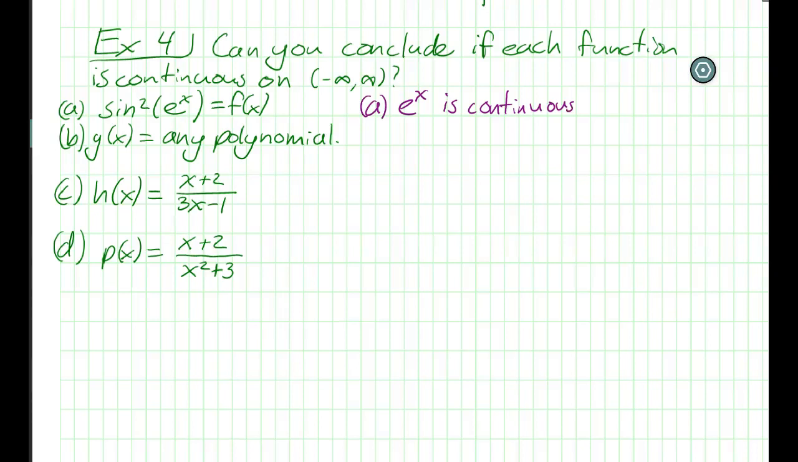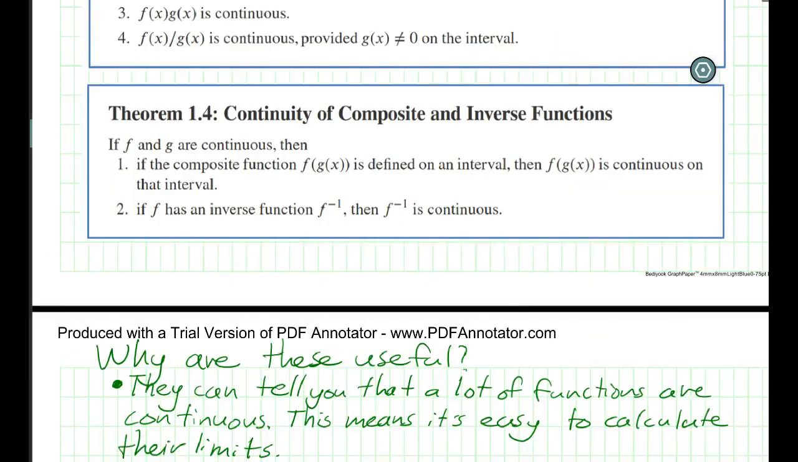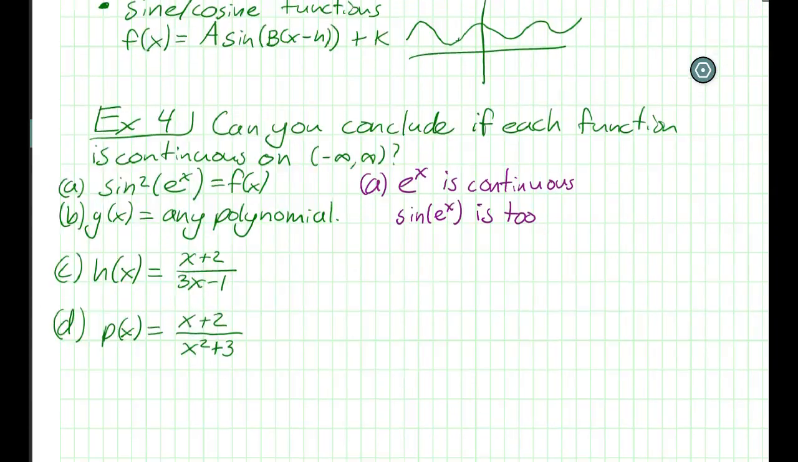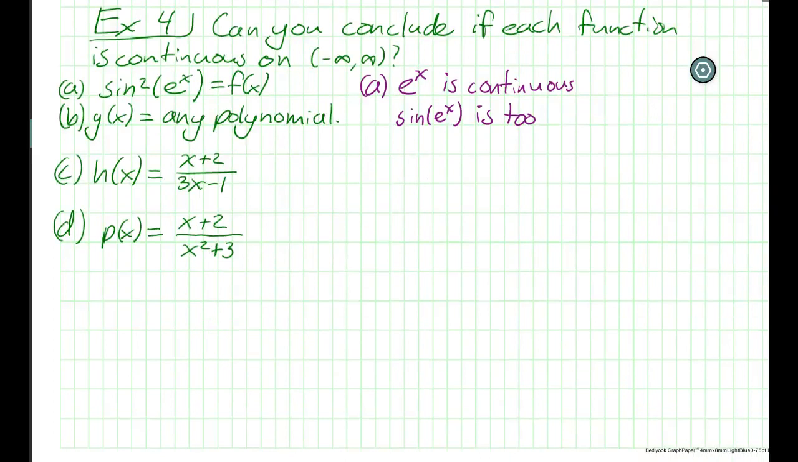Is sine of e to the x continuous? Yeah, so how do we know that? Well, it's because sine is continuous, and so if you do a function composition of a continuous function with another function that you know is continuous, the result is continuous too. So it's a composition of two continuous functions.